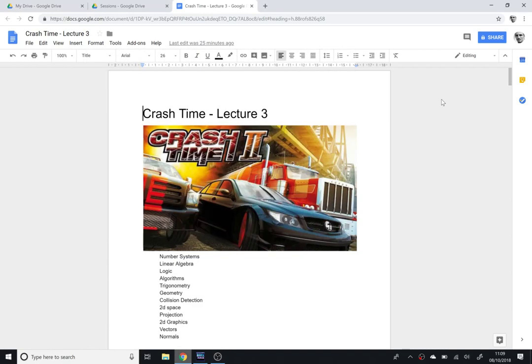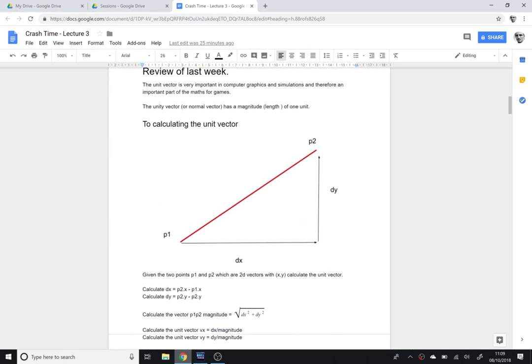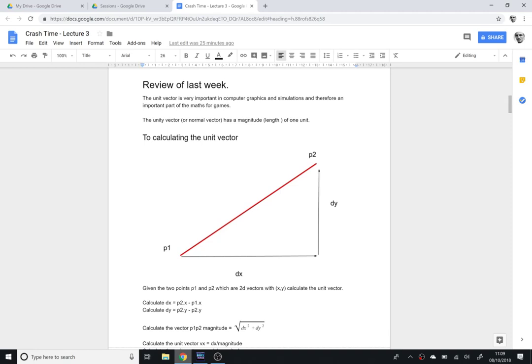Right. Okay then. So this lecture, what I'm going to do is a review of last week, as always. The unit vector. So that's what we did at the beginning of last week. The unit vector is really important. We use it a lot in 2D and we almost use it exclusively in 3D. And when we get to 4D, it is everything. Everything is unit vectors.